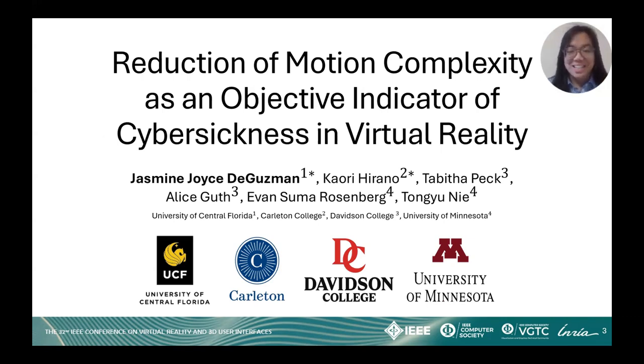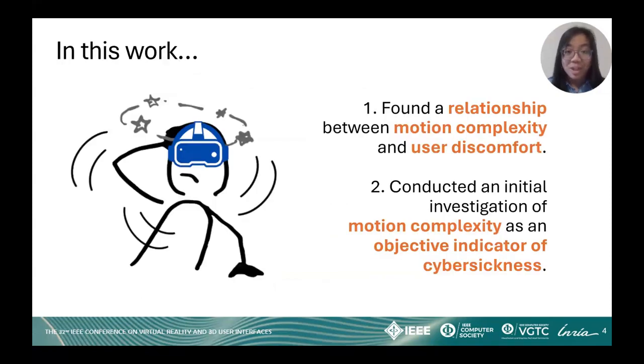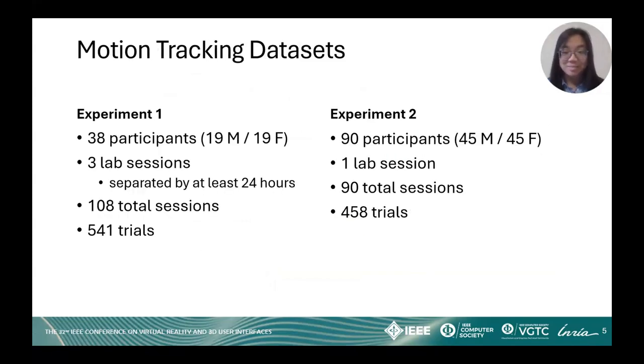Hello, my name is DeGuzman, and today, on behalf of my wonderful co-authors, I will be presenting our work titled Reduction of Motion Complexity as an Objective Indicator of Cybersickness in Virtual Reality. In this work, we found a relationship between motion complexity and user discomfort. This was done by conducting an initial investigation of motion complexity as an objective indicator of cybersickness.